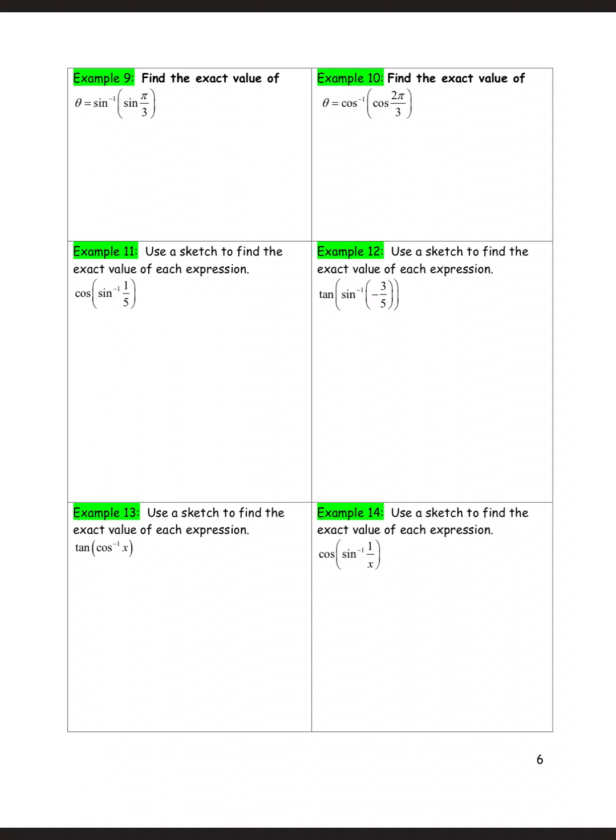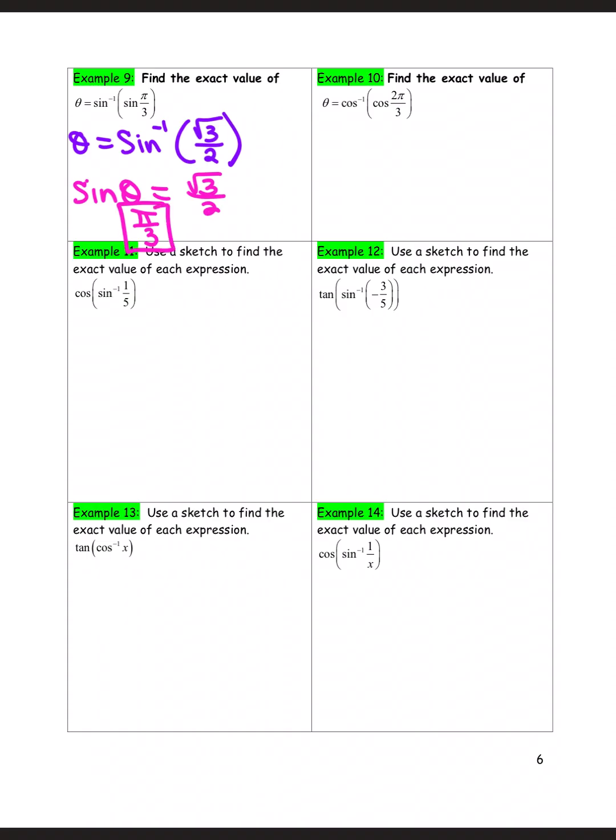Example 9, we're going to find the exact value of theta equals the inverse sine of sine of pi over 3. Now, you could use the properties or we could just work it by hand. So first of all, we're going to do the inside function first. We know that sine of pi over 3 is square root of 3 over 2. And now we need to figure out that sine of theta equals square root of 3 over 2. Well, where does sine of theta equal square root of 3 over 2? At pi over 3. Once again, you can use the properties or just work it from inside out.